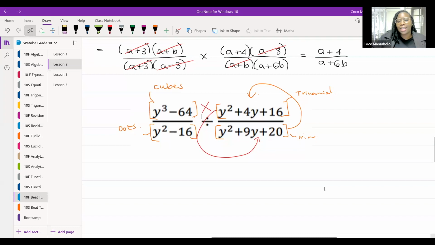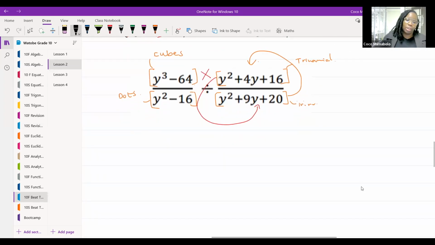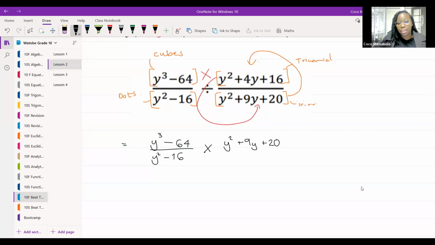Okay, Amokalam, just for you, I will put them upside down. Y cubed minus 64 over y squared minus 16 times y squared plus 9y plus 20 over y squared plus 4y plus 16. That's it. Now, I've changed the sign. Now I need to factorize.